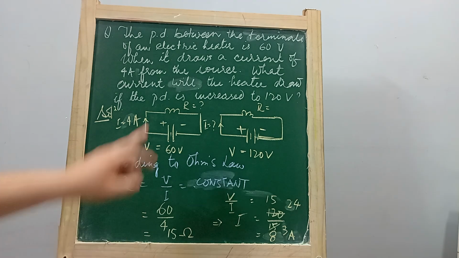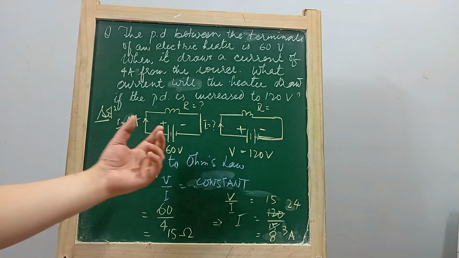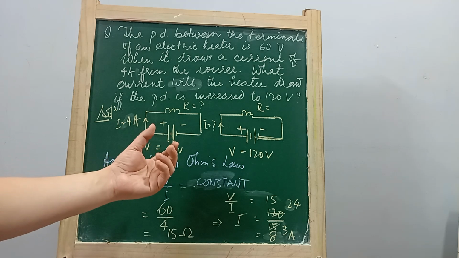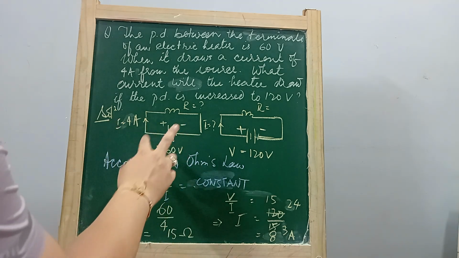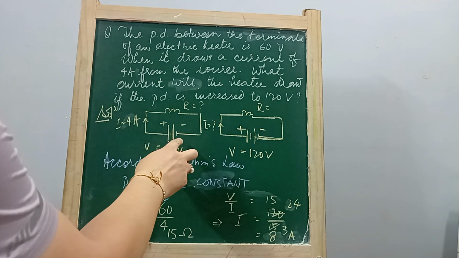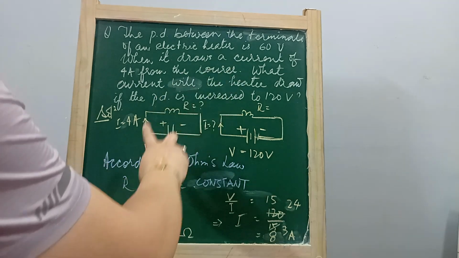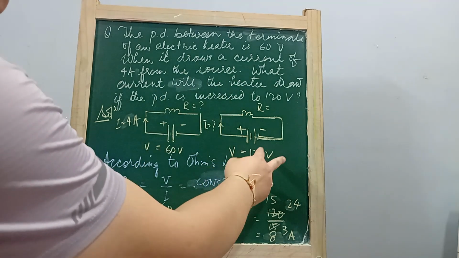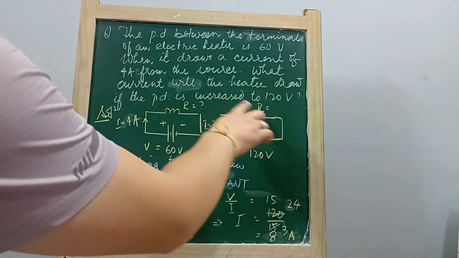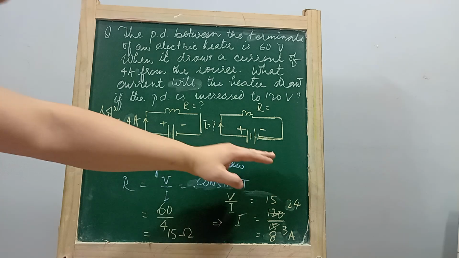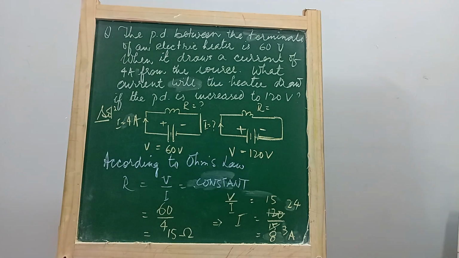That means we are using the same appliance, the heater, and we are changing the potential difference. Earlier it was 60 volt. Earlier the source of electricity was able to maintain a potential difference of 60 volt, and at that time the current flowing in it was 4 ampere. So the question is saying if we change the potential difference to 120 volt, what amount of current will the heater draw? It was 60, now doubled. So what will be the current flowing through it?